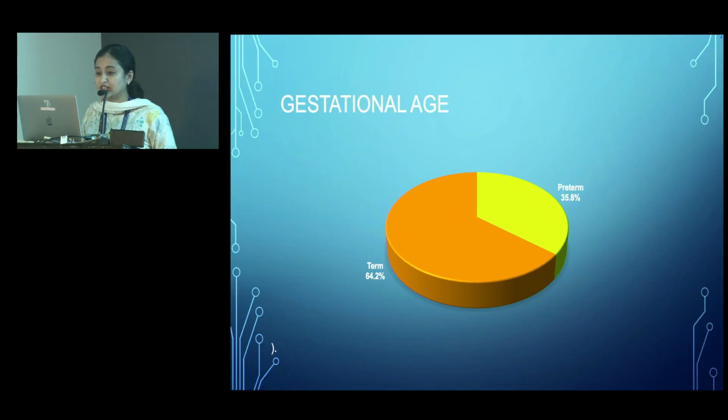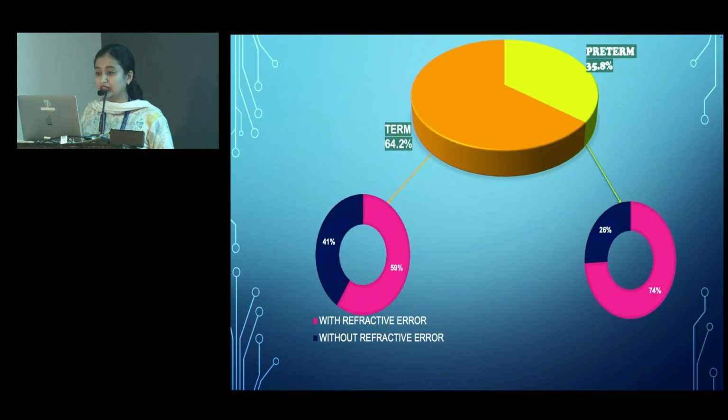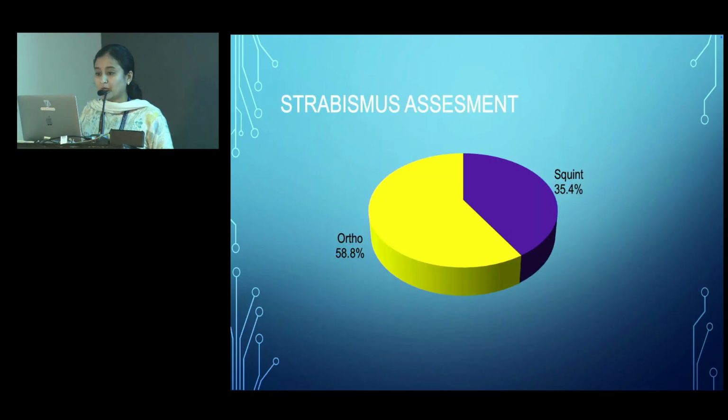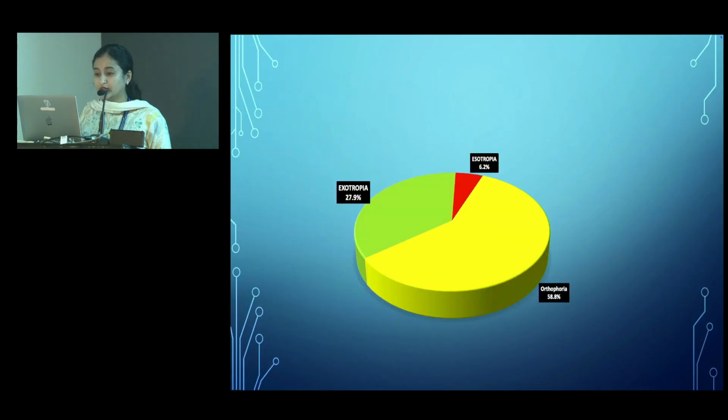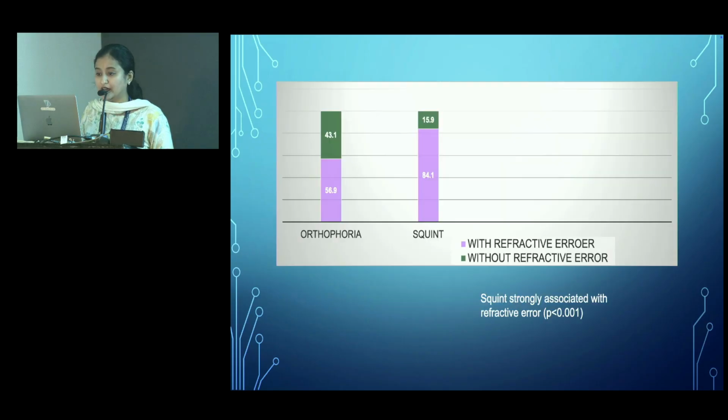Coming to gestational age, 64.2% infants were born at term, and 35.8% were preterm babies. Among term babies, 59% had refractive error, and among preterm babies, 74% showed refractive error. In strabismus assessment, 58.8% babies were orthophoric, and 35.4% had squint. Among squint, 27.9% had exotropia, and a smaller proportion with esotropia.